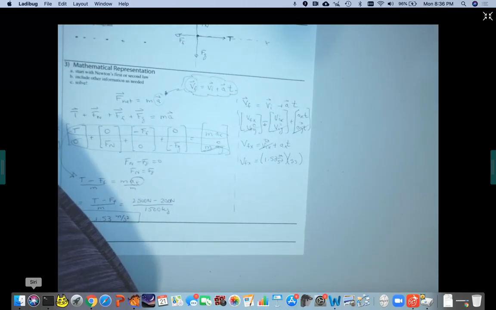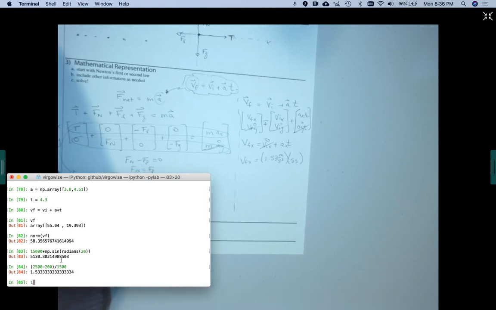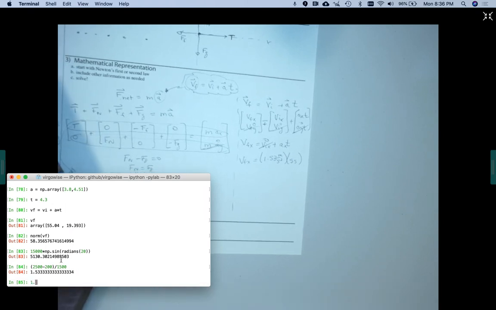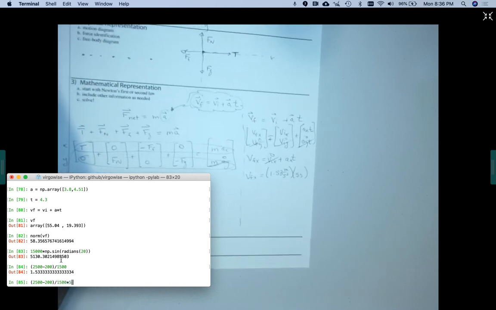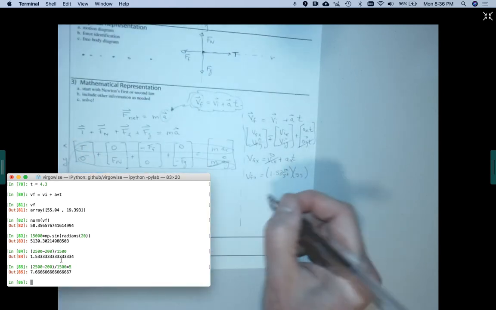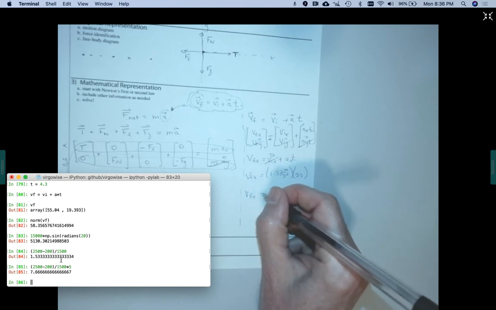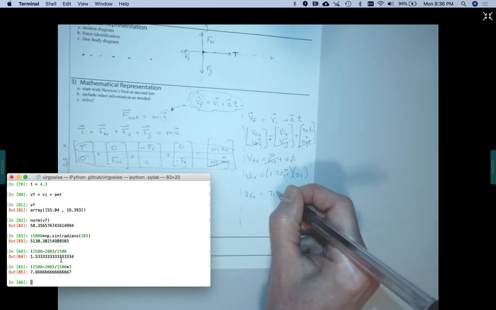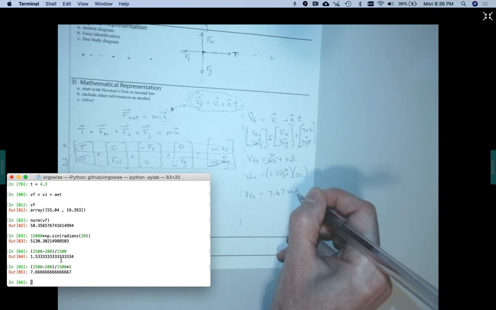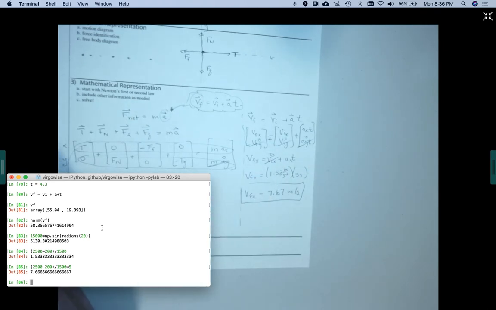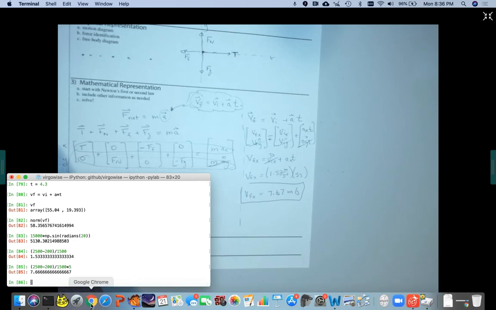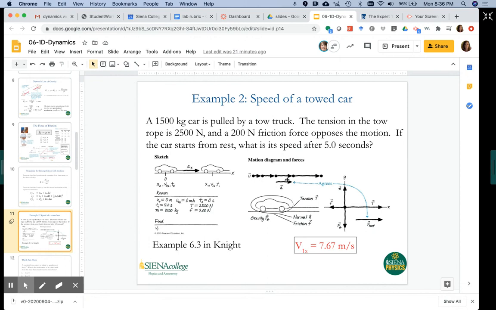Let's check that out. 1.53 times 5 seconds. 7.67 meters per second. And that's it. Okay, I'm going to stop there.